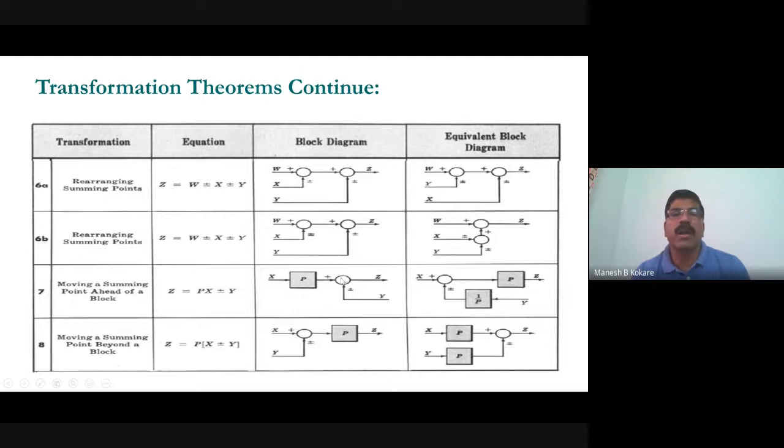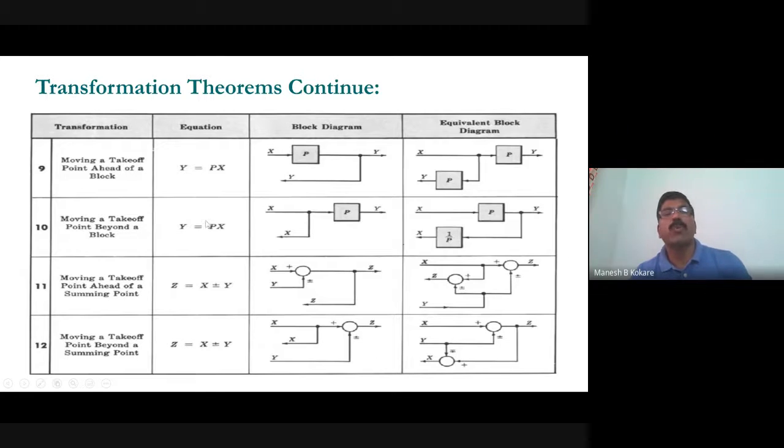Then moving the summing point ahead of the block. So what you have to do? You just have to add one more block having transfer function equal to 1 by p. So this block diagram and this block diagram are the same, right? Now moving the summing point beyond the block, at that time you just have to add one more block with this other signal having transfer function equal to p. So your z should be the same. In the original diagram, z is x plus or minus y multiplied by p, so p into x plus or minus y. Here also it is xp plus or minus yp equal to z. So this z value and this z value are the same, so the diagrams are the same, right?